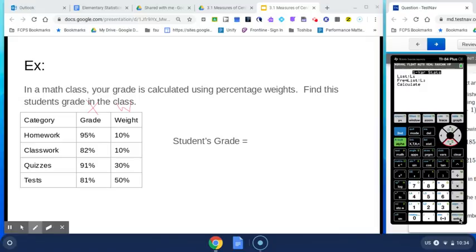So this is exactly the same thing that we did basically when we were calculating the mean, median, mode, and mid-range for a frequency distribution. Okay, we get an average grade of 85.5%.